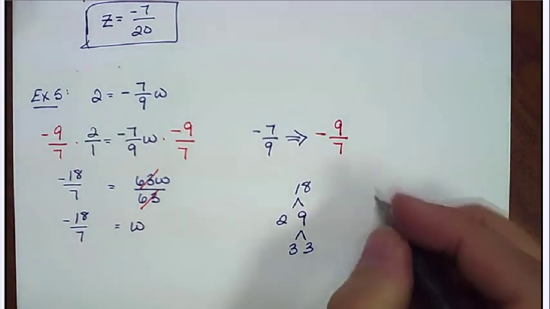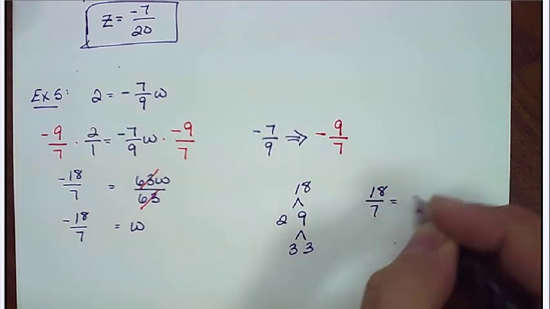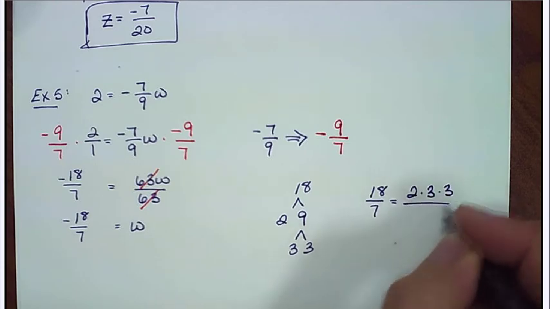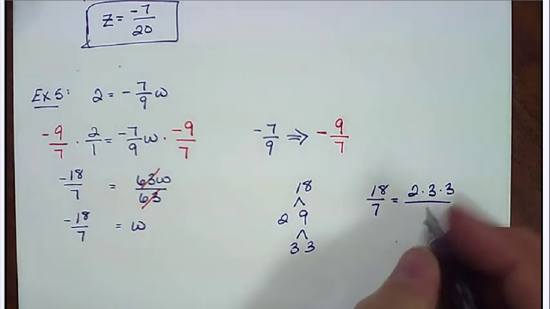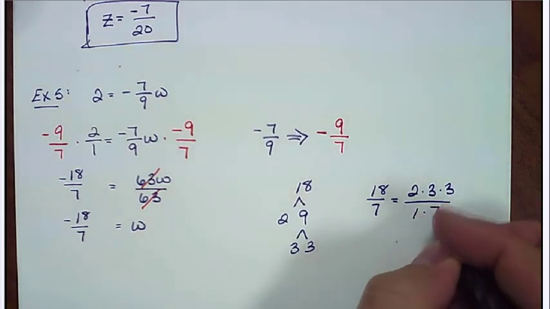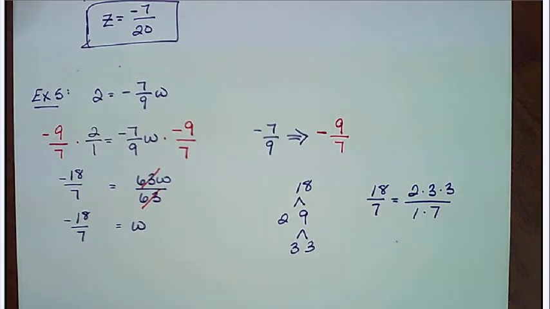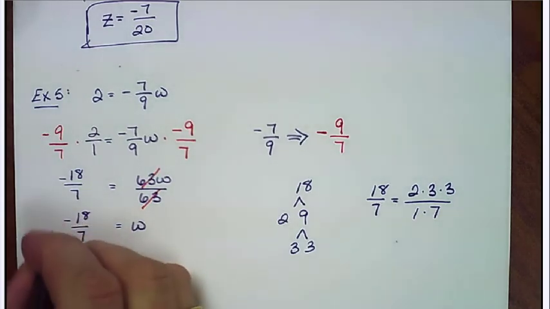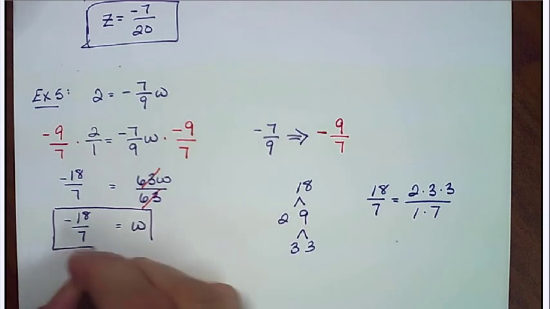So let's do that. So we had 18 over 7. We're going to replace that with 2 times 3 times 3. Well, 7 is prime. 7 is just 1 times 7. That's all I could multiply by. So that's just 1 times 7. Well, notice there's nothing on the top and the bottom that could cancel. So, since that's the case, there's no reduction that can take place, and I'm finished. So I'm left with w is equal to negative 18 over 7.